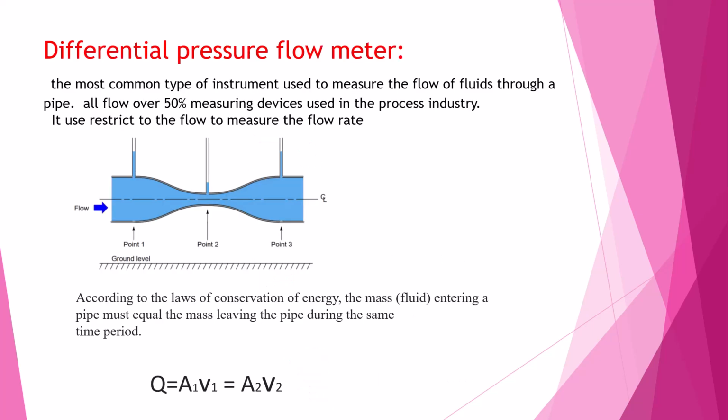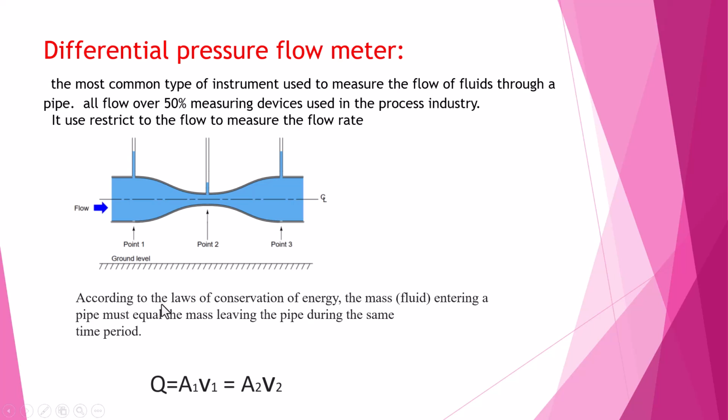Okay, the differential pressure flow meter is the most common type of instrumentation used to measure the flow of fluid through a pipe. Over 50% of flow measurement devices used in the process industry, that means over 50% of flow measurement, use the differential pressure transmitter. It uses a restriction in the flow to measure the flow rate.